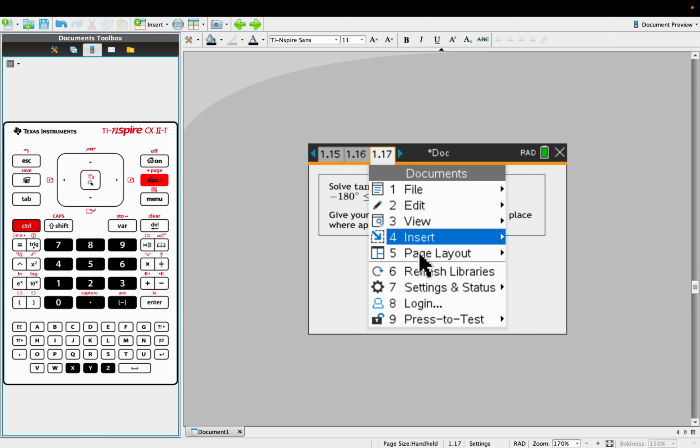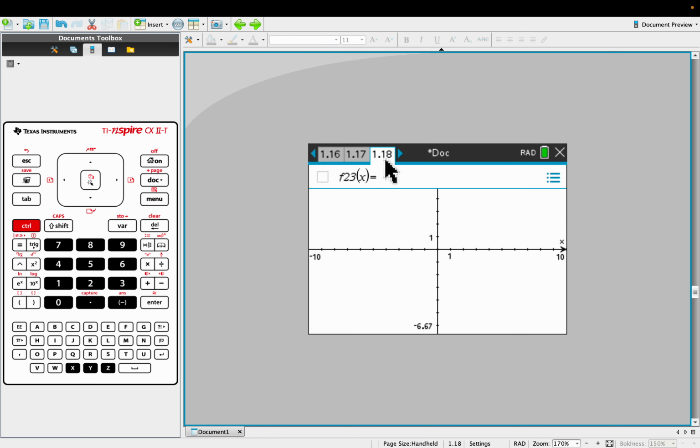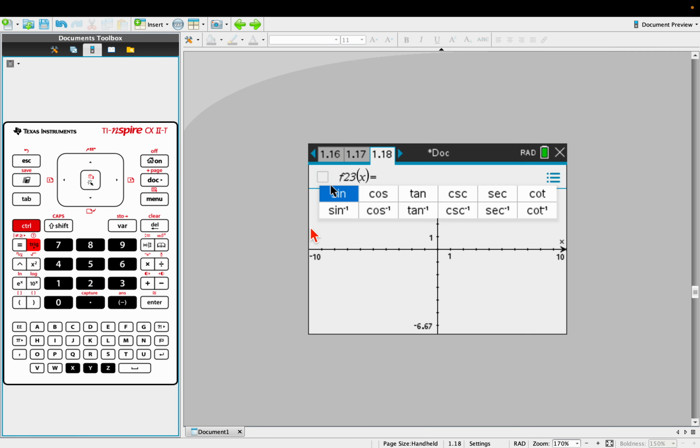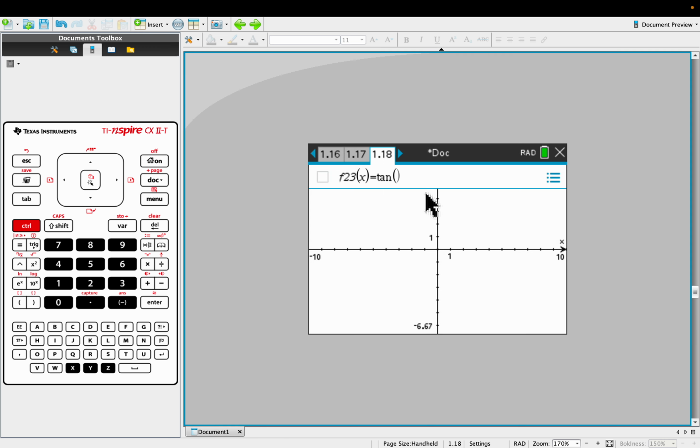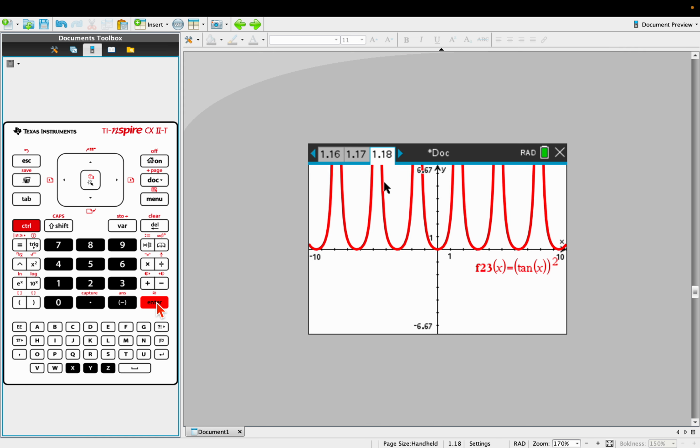First of all, let's insert a graph. I'm going to draw tan squared x, but when I type in tan from the trig menu, it opens up a bracket. There's no space to put the squared, right? So we've got to put tan x, but then we've got to square the whole thing. So tan squared x is tan x multiplied by itself. Okay, we go ahead and graph that.